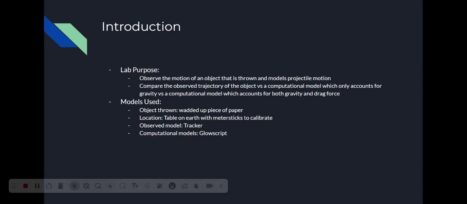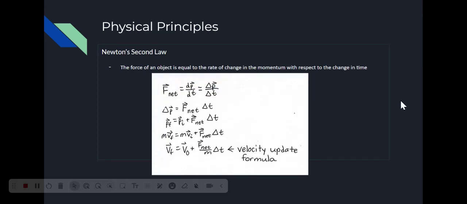Motion of an object that is thrown and models projectile motion, and compared the observed trajectory of the object versus a computational model which only accounts for gravity versus a computational model which accounts for both gravity and drag force. The object thrown was a wadded up piece of paper. The location was on a table on Earth with meter sticks to calibrate. The observed model was created using Tracker, and the computational models were created using GlowScript.